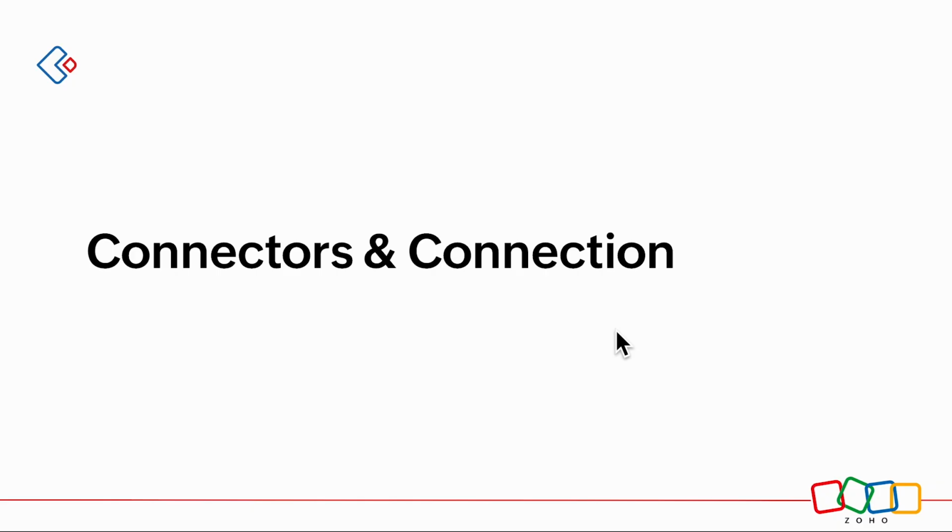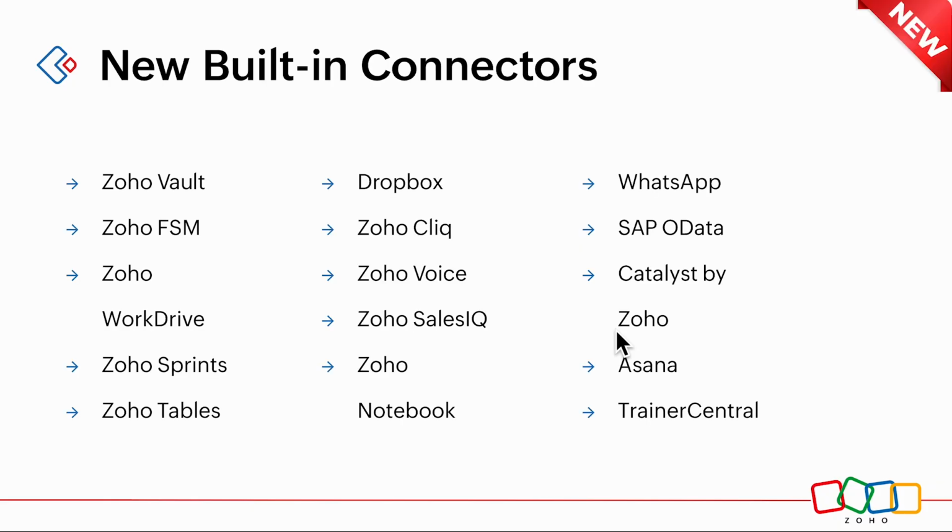In today's digitalized world, most organizations are adapting towards SaaS systems, which enables pre-built connectors to evolve at a very rapid rate. We added new product updates to the connectors and connection by bringing in 15 new built-in connectors in addition to our existing library of built-in connectors. So what have we brought in? Some of the service connectors include Zoho services such as Zoho Vault, Zoho OneDrive, Zoho Tables, Zoho Notebook, Zoho Click. Also, we have introduced third-party services such as Dropbox, WhatsApp, SAP, Asana, and TrainerCentral.